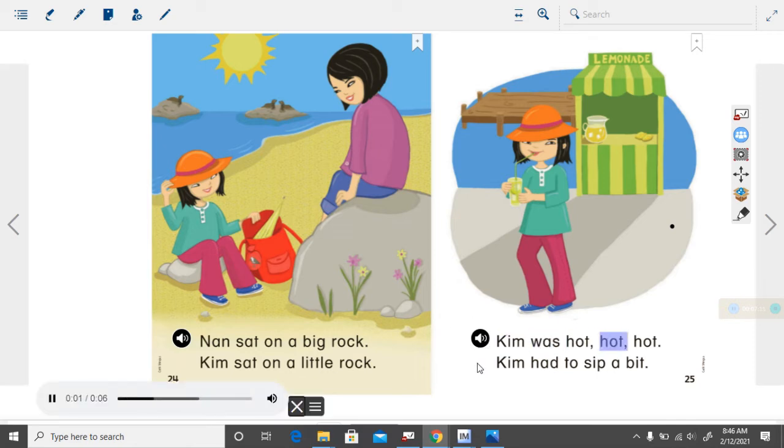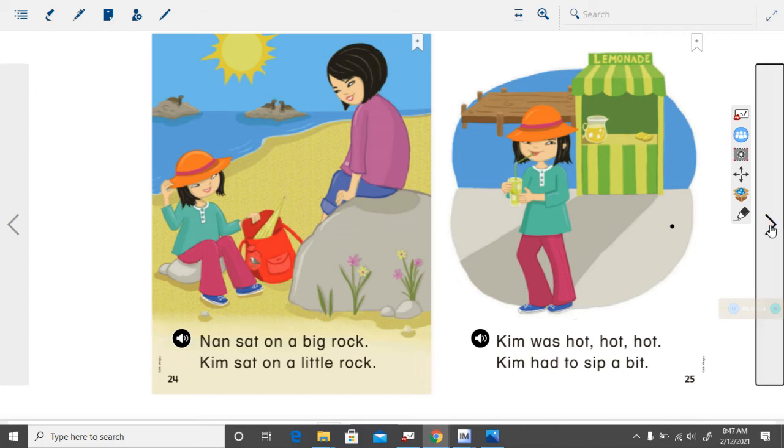Okay, let's look back here at this page, here on page 25. Kim was hot, hot, hot. Kim had to sip a bit. What is the weather like on this page? Well, it says it was hot. If it was hot, it was sunny. You can see kind of a shadow. That looks like maybe the shadow of the lemonade stand there. That's either the shadow or the place you walk up to it, but I believe it's a shadow of it. And so when it's sunny, it's hot out. You also know it might be sunny because Kim has a hat on to protect her head to keep it from getting sunburned.